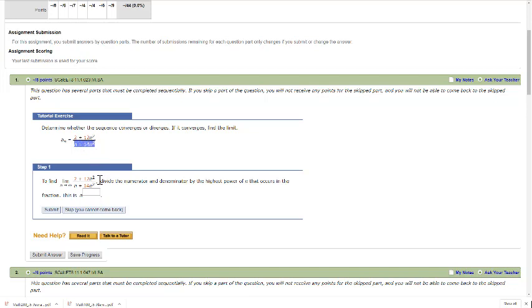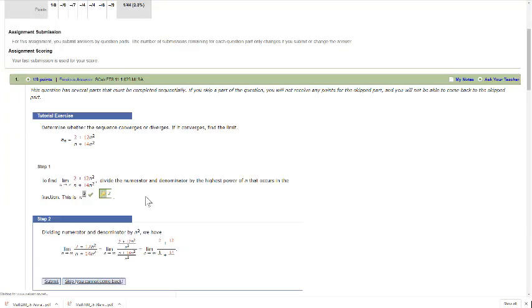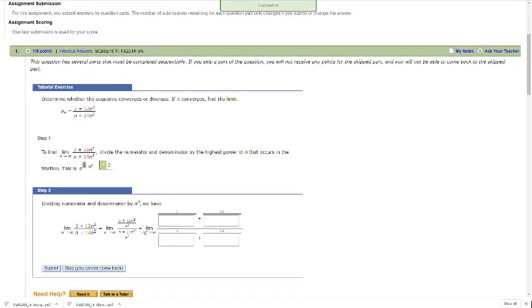So in order to find the limit, what we want to do is divide the numerator and denominator by the highest power of n. And I think we can see that the highest power, or the degree of the polynomial on top, is n squared. So here we have n, and they're looking for the exponent.